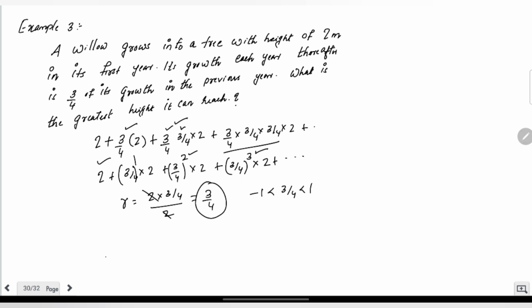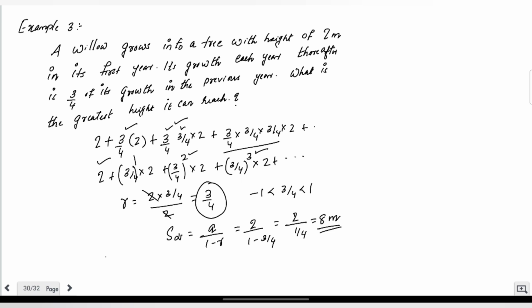So sum to infinity: what is the maximum height it can attain? Because every year 3 by 4th of the previous year's height is added, isn't it? So at the end it's going to reach a maximum height. What is that height? a divided by 1 minus r. So it's going to be a is 2, divided by 1 minus 3 by 4, isn't it? That is 2 divided by 1 over 4. So the answer is 8 meter. That tree will not grow more than 8 meter. So this is an application of sum to infinity. Okay, it's very important; this type of question we can also expect.